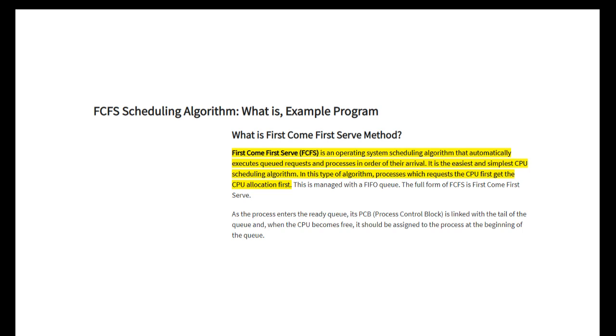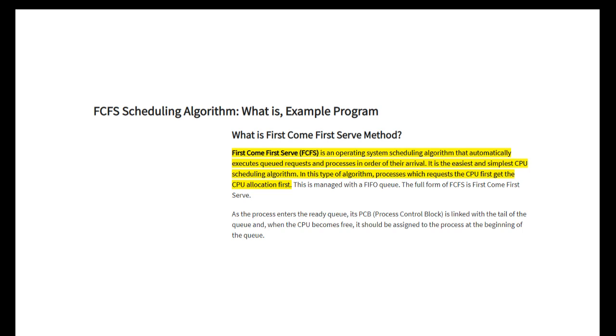It is the easiest and simplest CPU scheduling algorithm, and in this type of algorithm, processes which request the CPU first get the CPU allocation first. This is managed with a FIFO queue. The full form of FCFS is first come first serve.